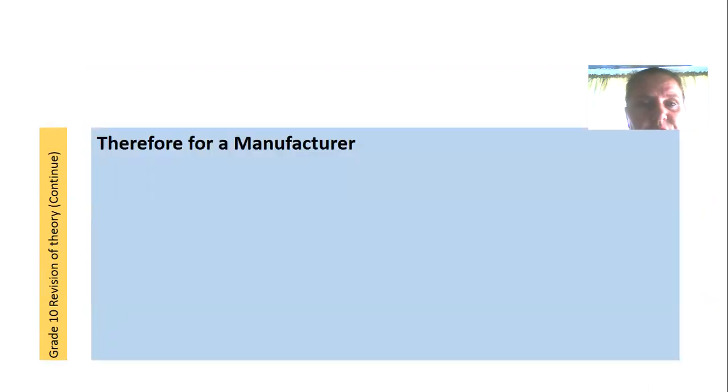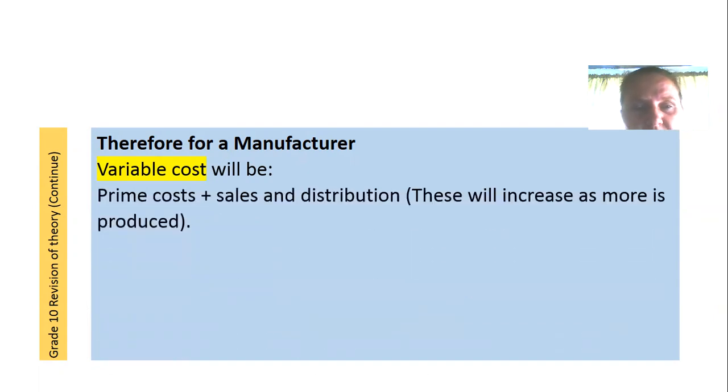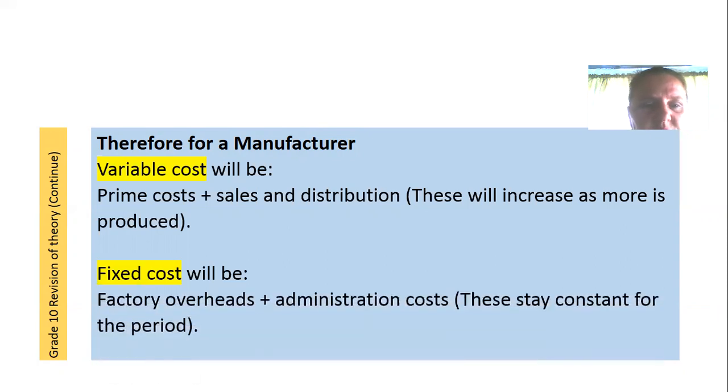Therefore, for a manufacturer, variable cost will actually comprise 2 components. It will comprise my prime cost as well as my sales and distribution, that means any cost incurred to move the product to its destination. As more goods are produced and or transported, this will increase. My fixed cost would be my factory overheads and my administrative costs. That will stay constant for a period of time, like depreciation, insurance, and your rent expense.